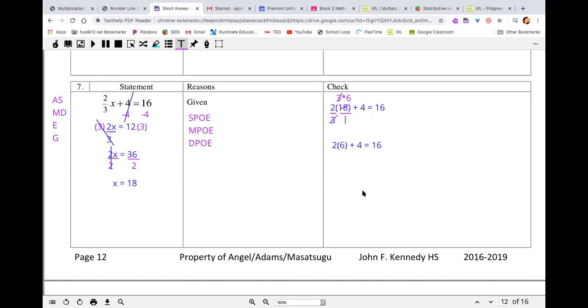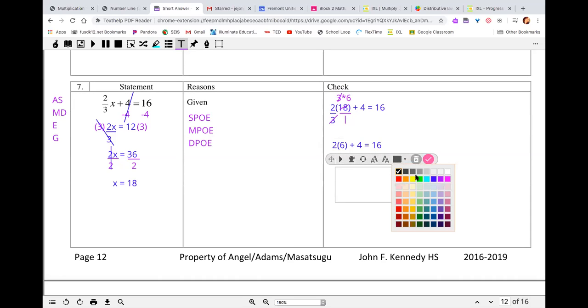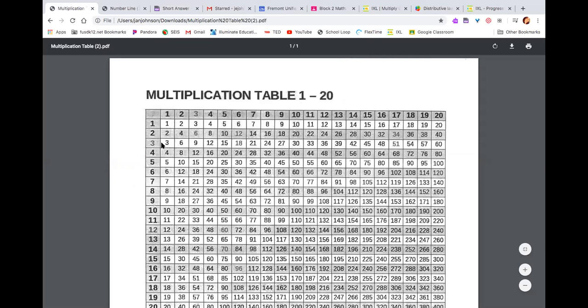So now what am I going to do? I got rid of my fraction. Great job, guys. Am I going to do 6 plus 4 or am I going to do 2 times 6? You're going to do 2 times 6. Okay. And 2 times 6 is? 12. Yeah, 2 times 6 is 12. Wow. Checked it right here on my multiplication chart.